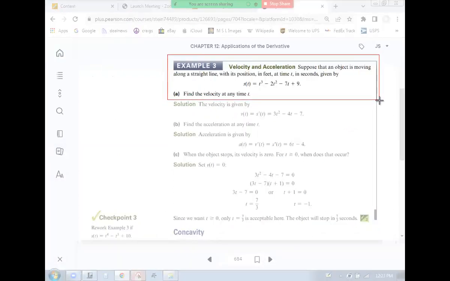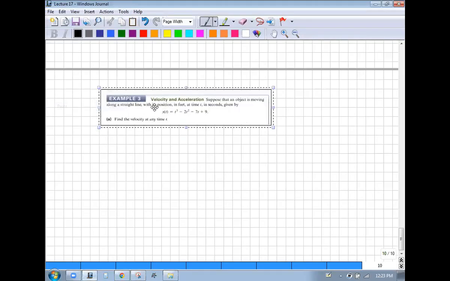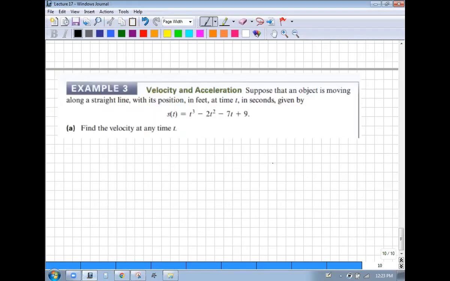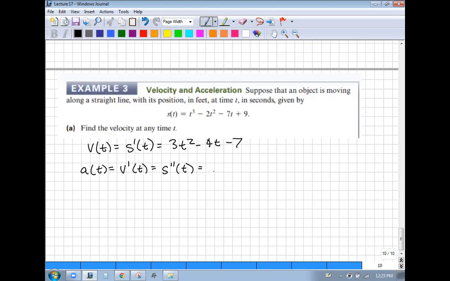All right, this one. So s here tells us the position of the object at a given time. Find the velocity. Well, the velocity at a given time is going to be the derivative of the position, or the change in position with respect to time. This would be 3t squared minus 4t minus 7. All right. And of course, we could find the acceleration. The acceleration is the change in velocity, the second derivative of s. So we get 6t minus 4.